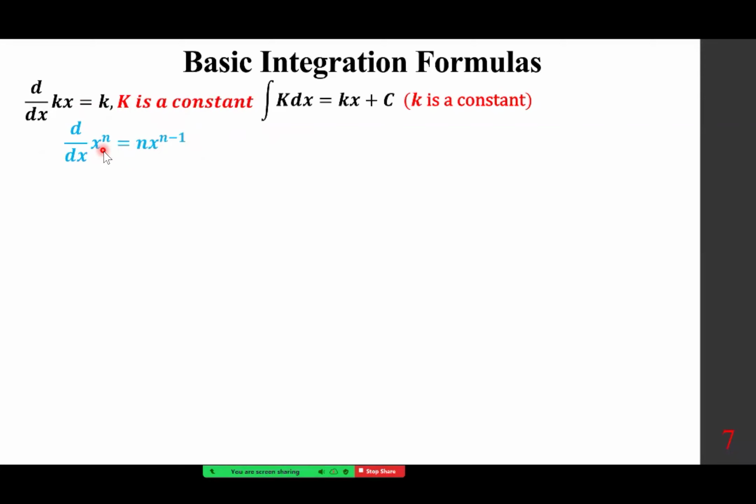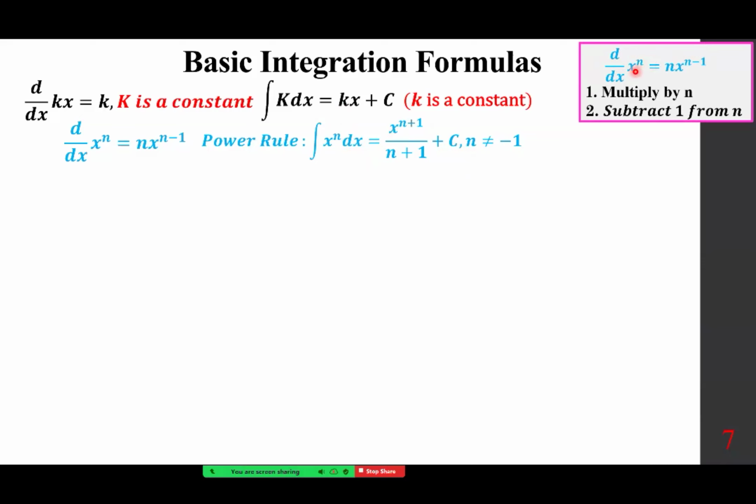Normally, we don't do it that way. Rather, we say the integral of x to the power of n dx becomes 1 over n plus 1, x to the power of n plus 1, plus a constant, and n can't be negative 1. It's the reverse process. And I want to show you a little bit of a justification here. For the differentiation of x to the power of n, what do we do? First, we multiply by n, the exponent, and then we subtract 1 from the exponent, right?